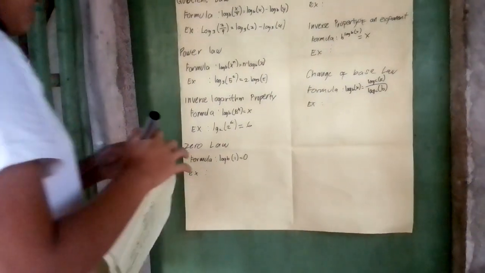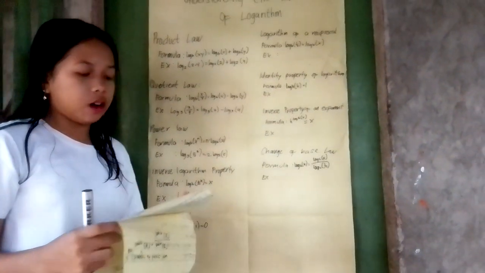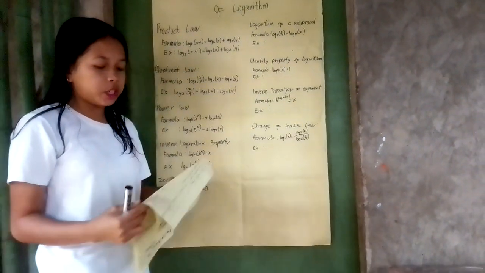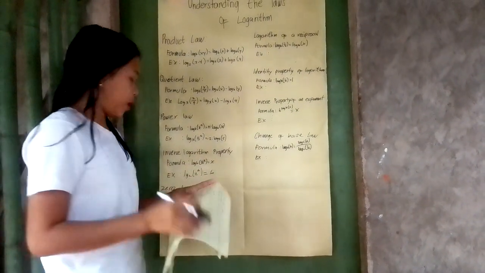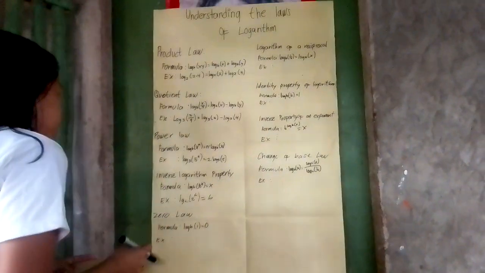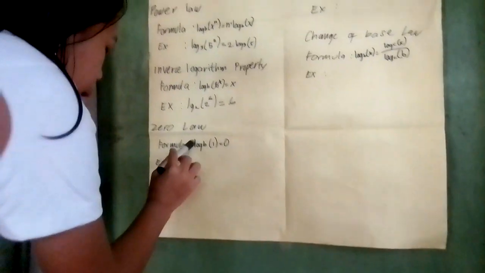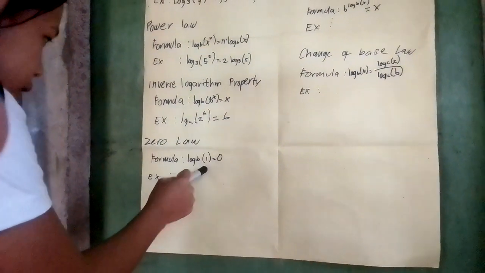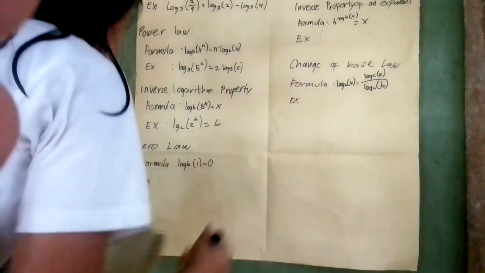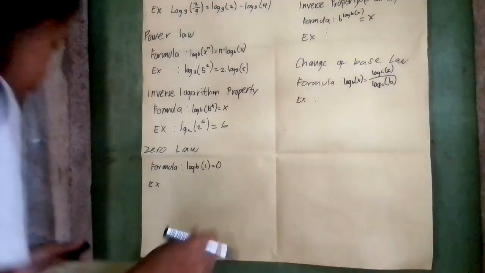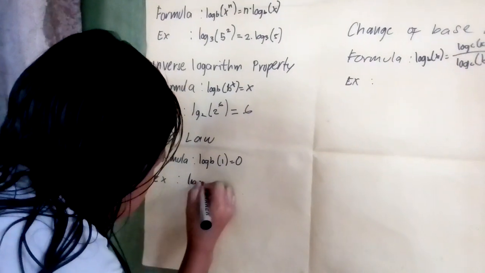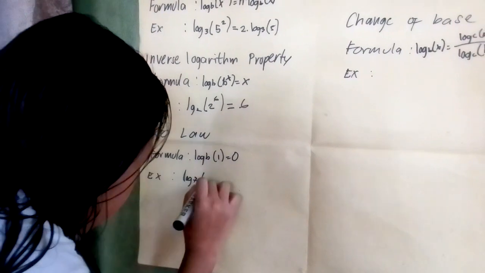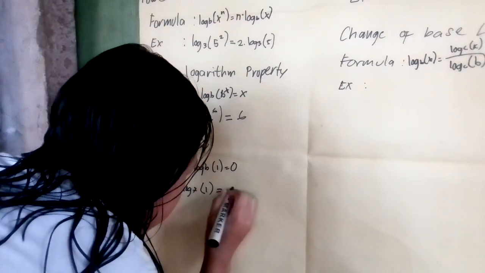Okay, now let's move on to the zero law. Moving on to the zero law, which states that the logarithm of 1 in any base is always 0. So the formula of the zero law is log base b, quantity of 1 equals 0. So, here is the example of the zero law. Log base 7, quantity of 1 equals 0.